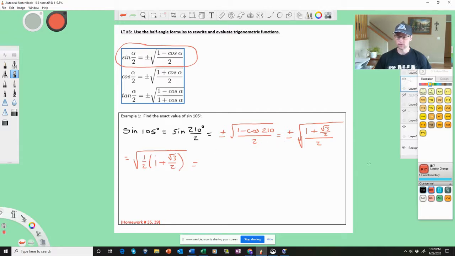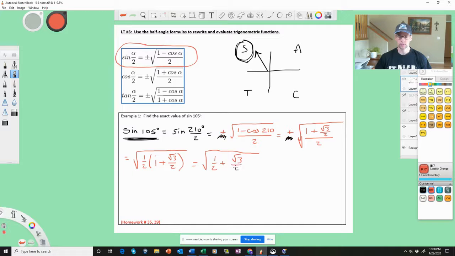One thing I should consider, by the way, is where this angle lies. And 105 degrees is about right here. So all students take calculus. Since I'm looking for the sine of 105 and it's in the second quadrant, I know it needs to be positive. So I can go ahead and drop the minus option because this particular angle has to be positive. Now let's distribute. So I'm going to get 1/2 plus root 3 over 4. I'm going to get a common denominator so I can put those fractions together. My common denominator is 4.